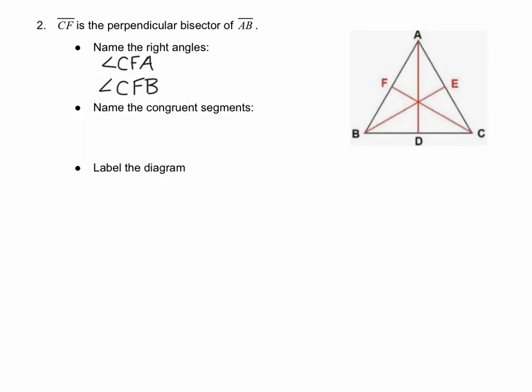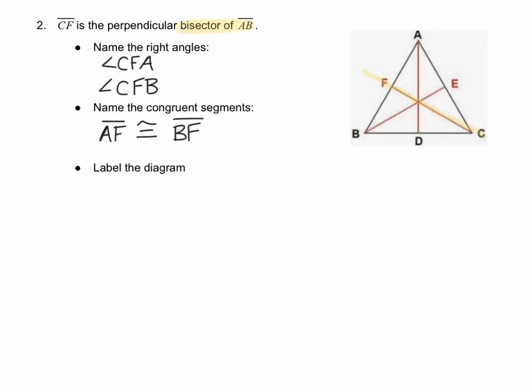Now, what are my congruent segments? I have CF being the perpendicular bisector. CF is doing the cutting and AB is being cut in half. So that tells me that the two halves of AB are going to be congruent. So my segments AF and segment BF, those are going to be congruent. Those are the halves of segment AB.